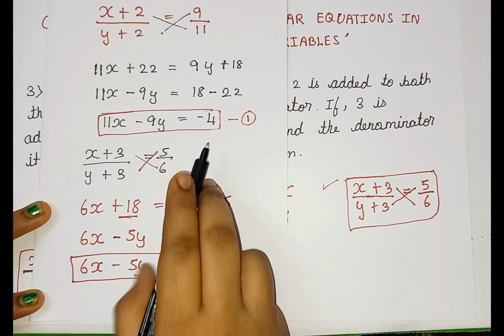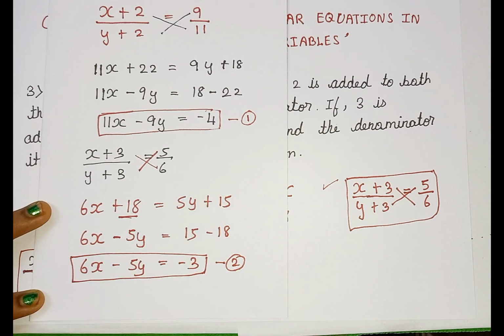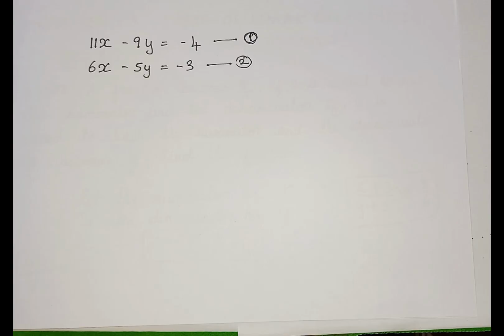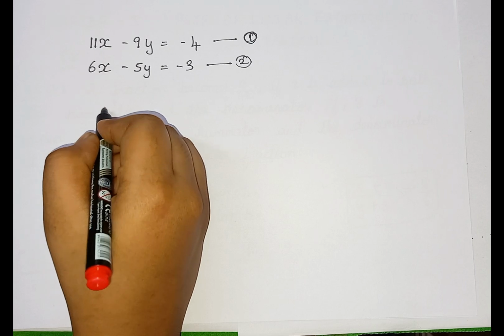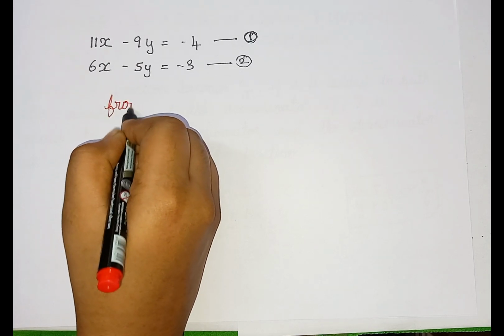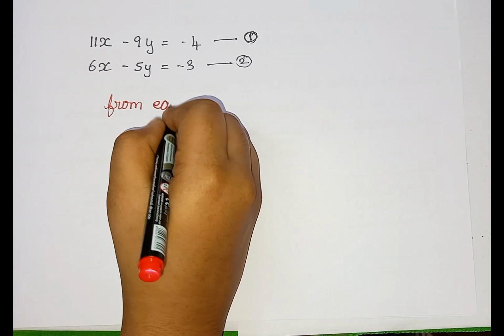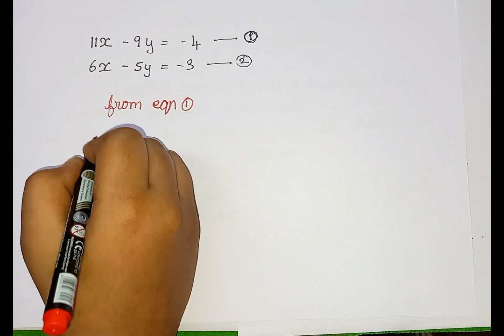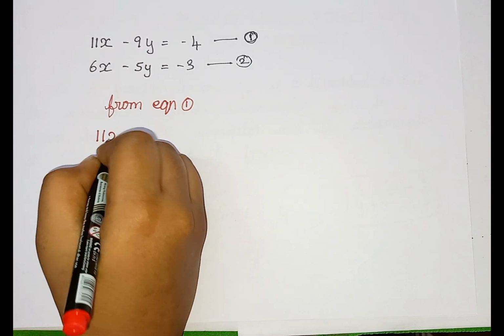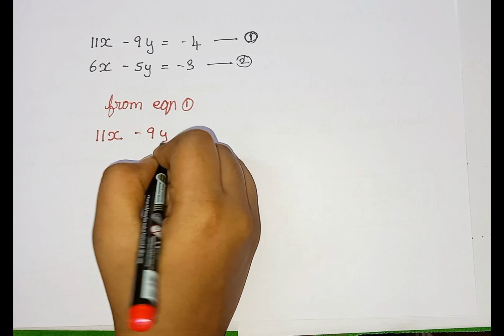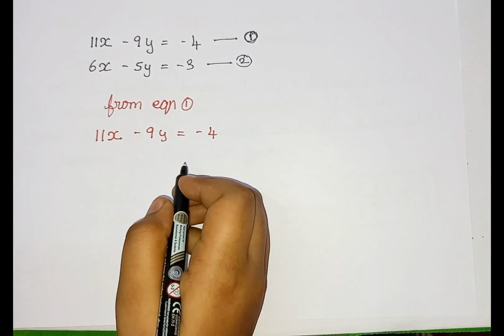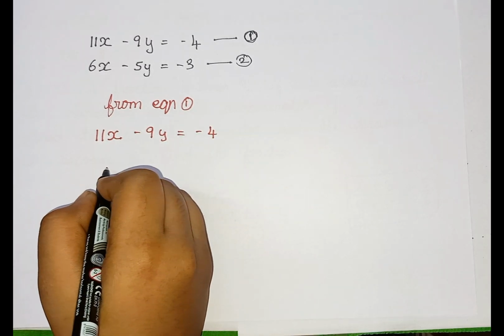Okay, so now I am going to solve both equations by using the substitution method. I just wrote the equations as they are. So now we can write from equation number 1. Equation number 1 is 11x minus 9y is equal to minus 4, isn't it? So now I am going to get the x value.